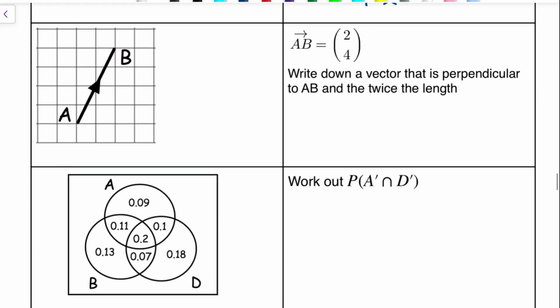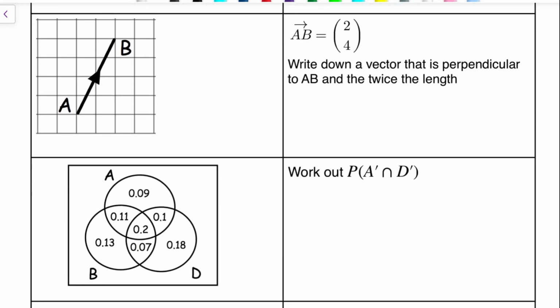Next question. It looks like we've got a vector coming up, doesn't it? So write down a vector that is perpendicular to AB and twice the length. Okay, first step's relatively straightforward. If something's perpendicular, so whereas this goes across by 2 and up by 4, a perpendicular vector will do the opposite of that, as in it will do it the other way around. So therefore a perpendicular vector would be something such as (4, minus 2).